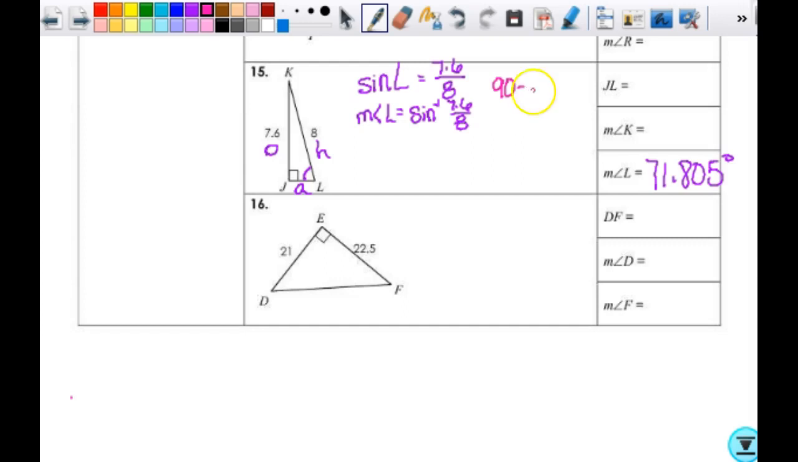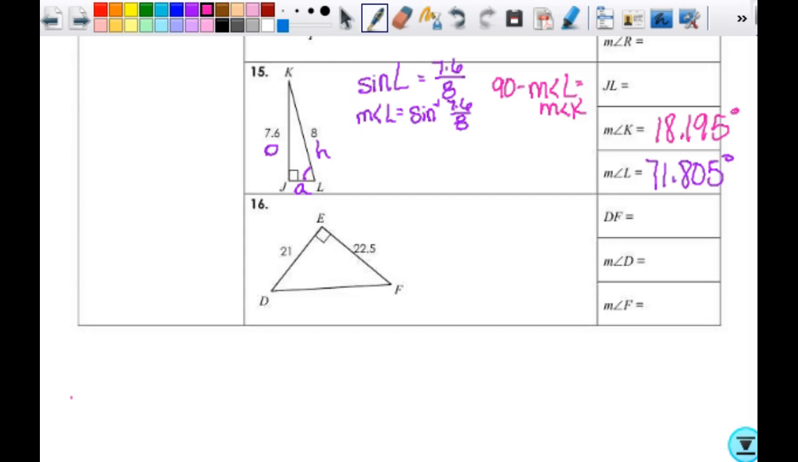So it's 90 minus the measure of angle L. That's equal to the measure of angle K. And so that gives me 18.19. If you round them too early, they may not add up, but if you round them this way, they will.